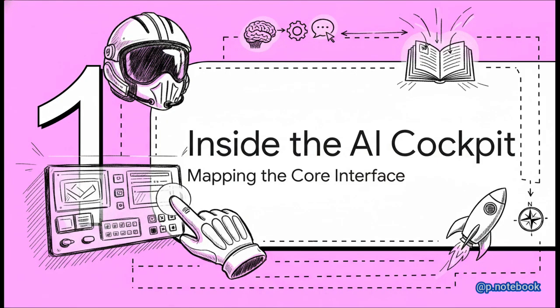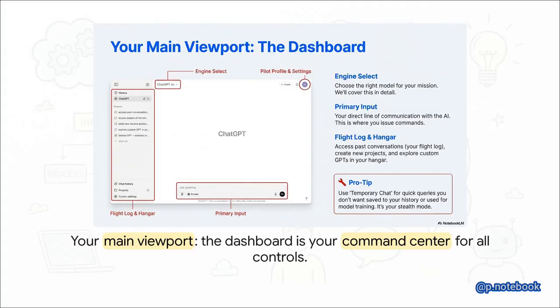Okay, first things first, let's get you acquainted with your new office. Every great pilot knows their machine inside and out, so we're starting with a full tour of the AI cockpit and its core interface. What you're looking at right here, this is your main viewport. This dashboard is your command center. Everything you need, every key control we're about to talk about, is right here at your fingertips. So let's break down the most essential instruments.